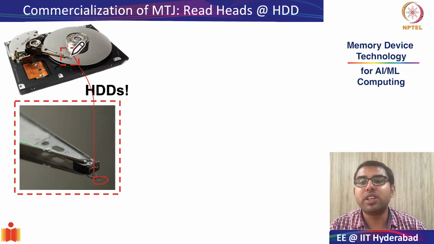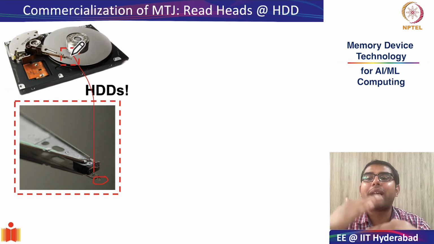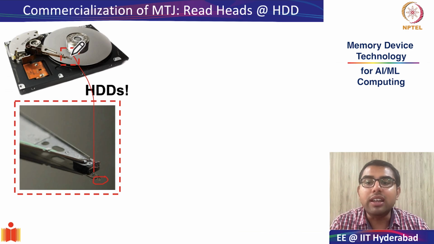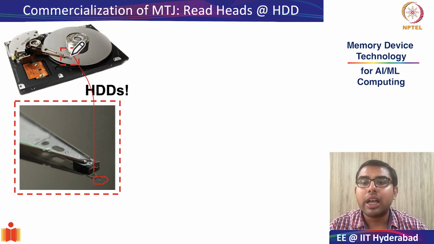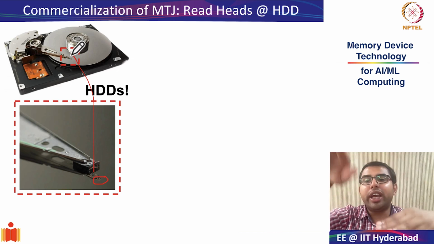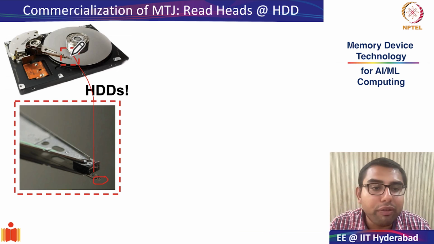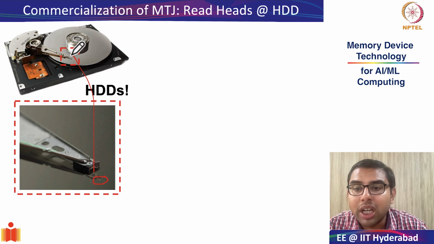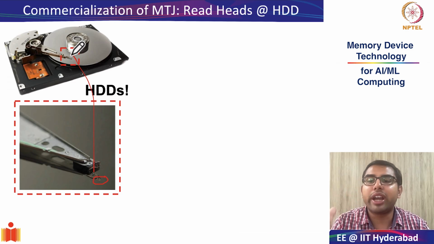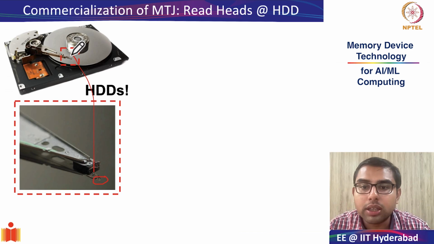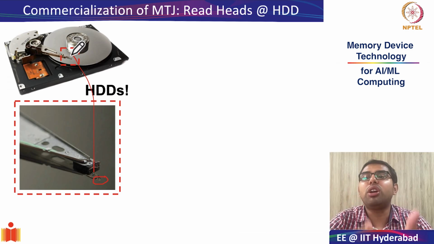As we saw in our previous class, MTJs consist of two ferromagnetic layers which are separated by a thin insulating tunneling oxide. The pinned or the reference layer has a fixed magnetic orientation, whereas the free layer is free to align itself to stray magnetic fields. Where are these stray magnetic fields coming from? They are coming from the bits that are stored on this rotatable disk. As the read head passes over the disk surface, the stray magnetic fields from each of these bits change the orientation of the free layer.